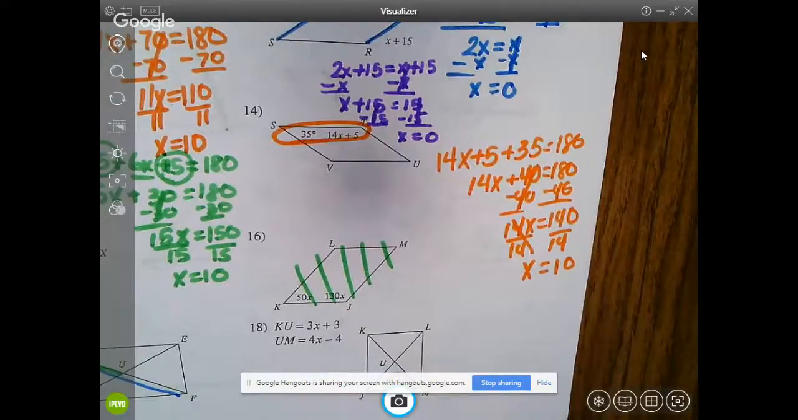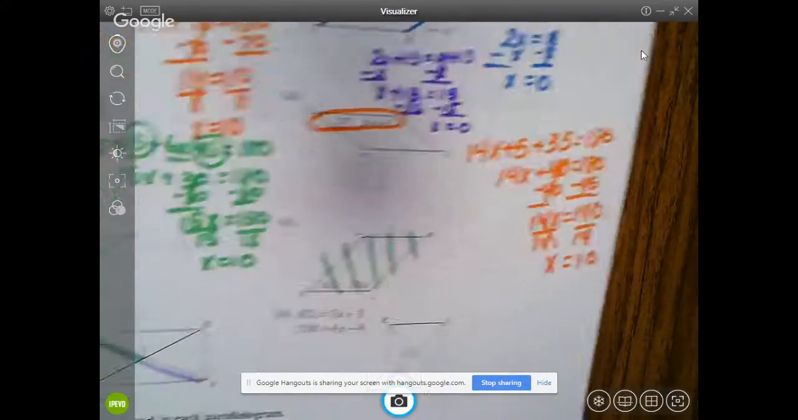On a scale of 1 to 5, 5 is like you got it, 1 is you don't have it. Where are we at on these types of problems? 4 and 3. 4, 3, 5s, 4s. Okay. Fantastic. Okay, now we're going to move to diagonals.